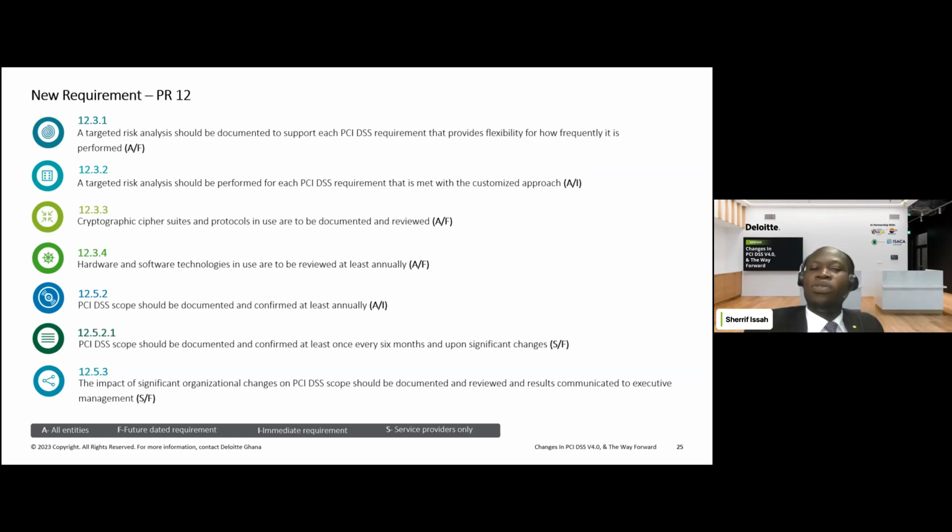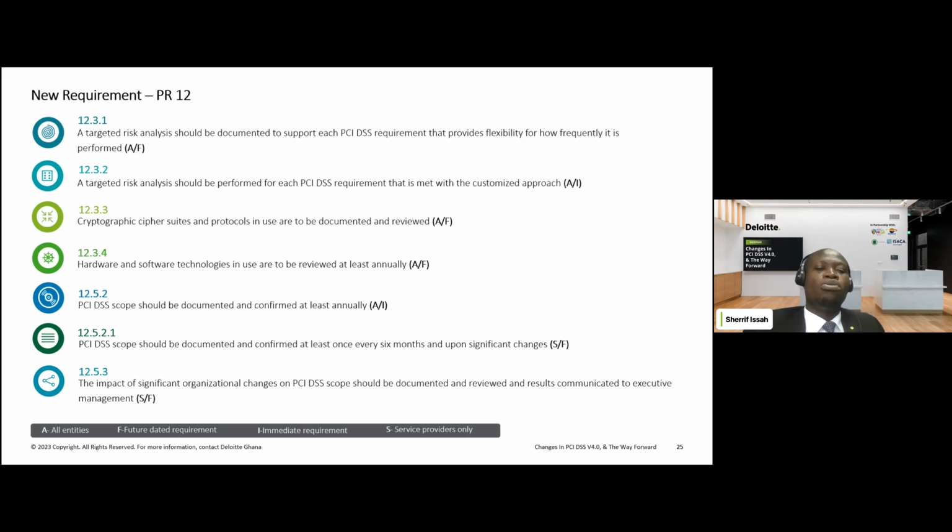Then section 12.3.3 says that cryptographic cipher suites and protocols in use are to be documented and reviewed. I must mention that version 4.0 is going more into documentation, and it's very important. We always say what is not documented does not exist. So it's going more into documentation. So we should have all these documented. Then section 12.3.4 says that hardware and software technologies in use are to be reviewed at least annually. So at least every year, you need to ensure that you review your assets, hardware, software. And the essence of this is to ensure that systems that may be going out of date or out of support, you plan, you budget, and make sure they are replaced so that you can get the necessary support in that respect.